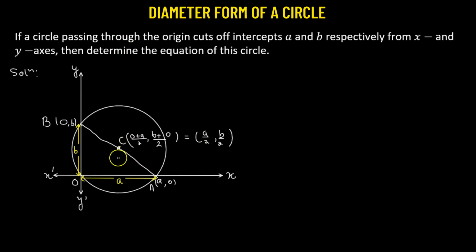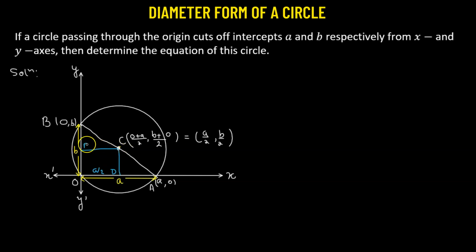What we'll do is drop a perpendicular from the center to the chord OA. Let's call that point D. Here, OD is going to be equal to DA, because a perpendicular drawn from the center of a circle to any chord always bisects the chord. So since the length of OA is A units, the length of OD is going to be A over 2 units. Similarly, we can drop a perpendicular from the center.